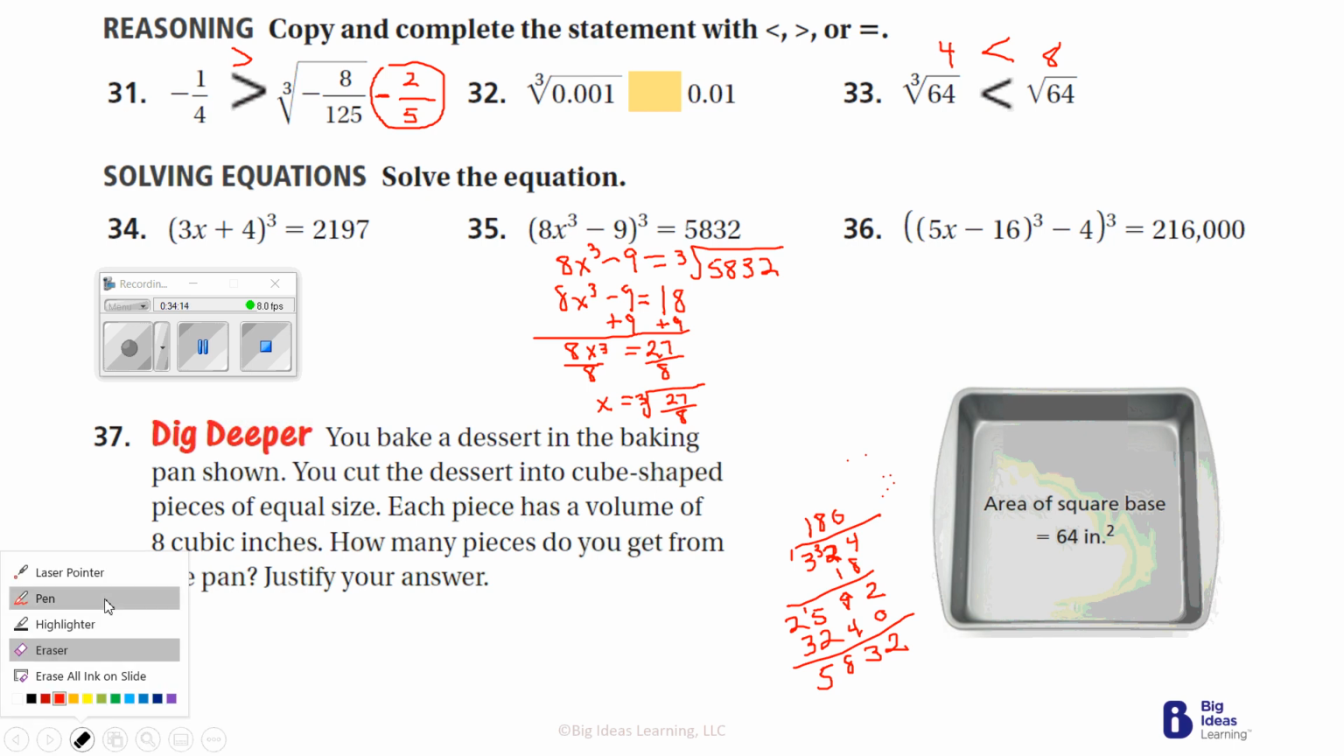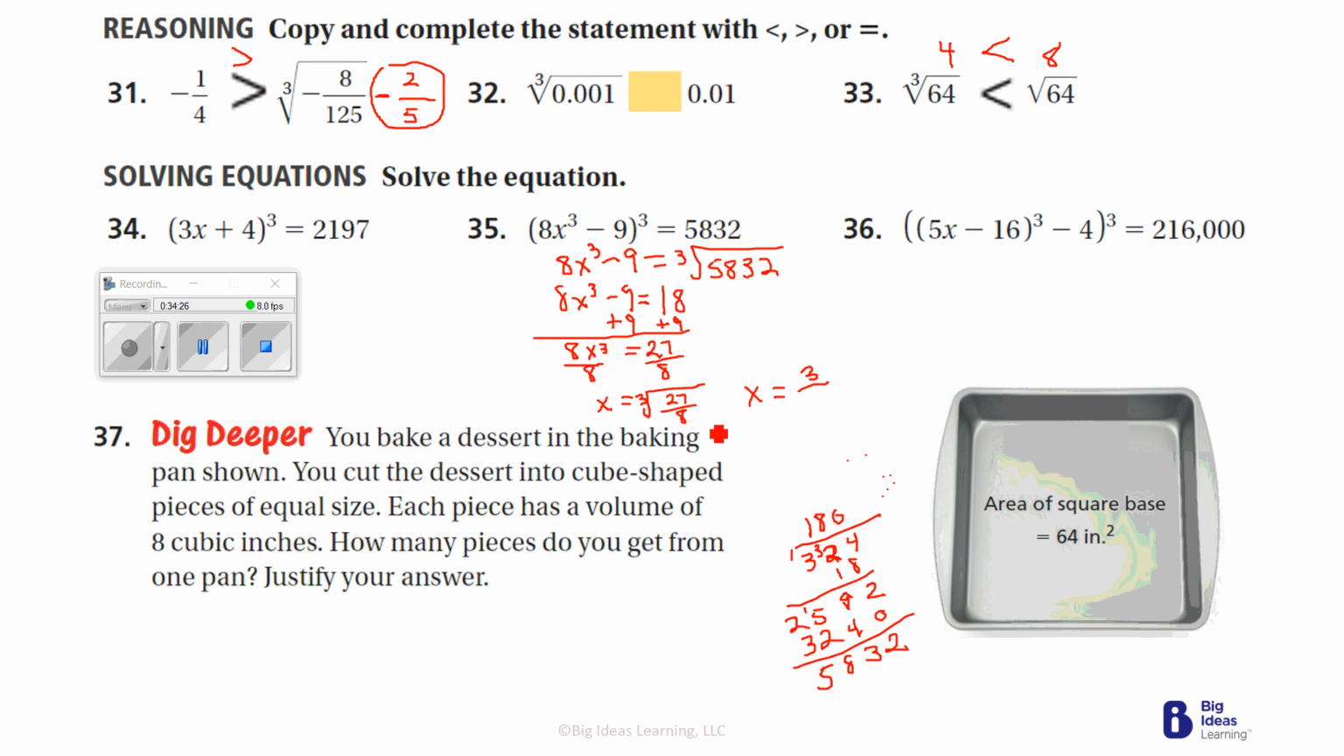Let's try to get my pen back up. So x is going to be equal to, well, the cube root of 27 is 3, because 3 times 3 times 3 is 27. And the cube root of 8 is 2. So I guess our answer is going to be x equals 3 over 2. Hoping it is. Yes, x is equal to 3 over 2.